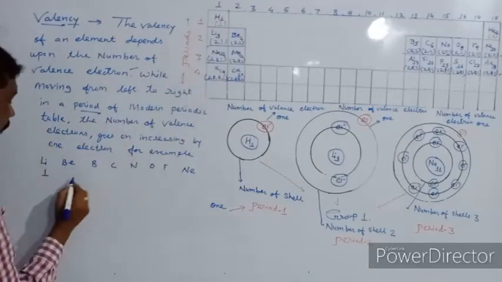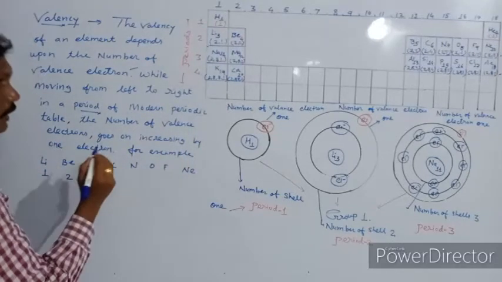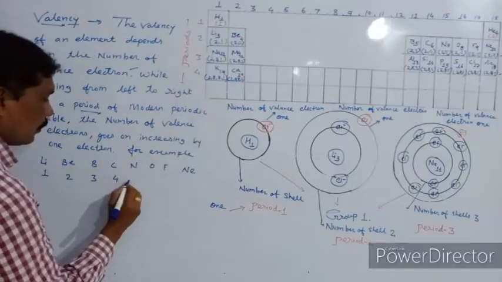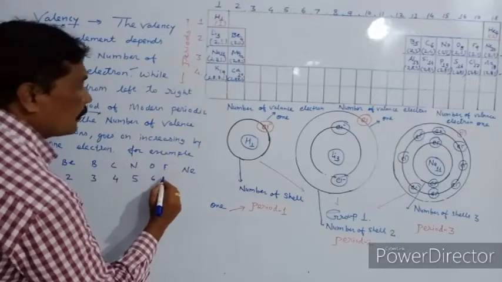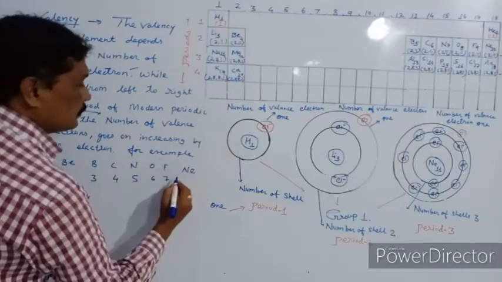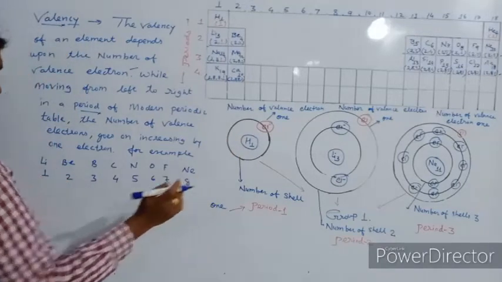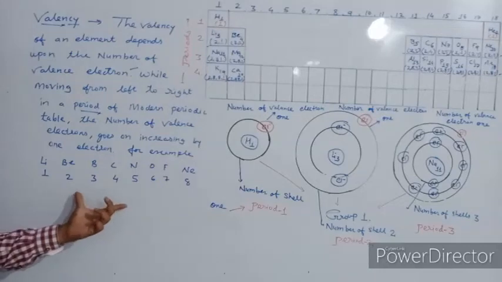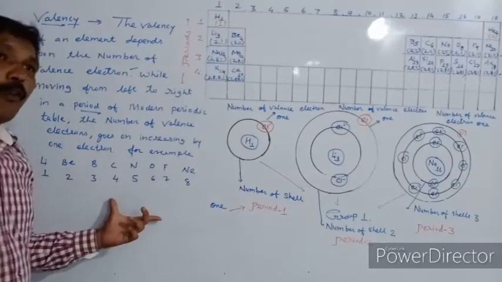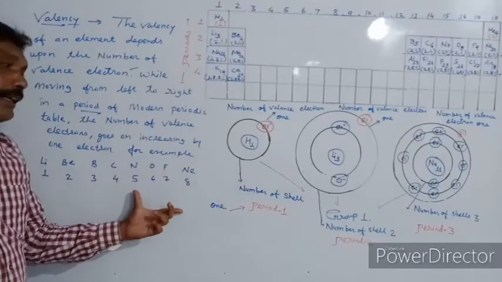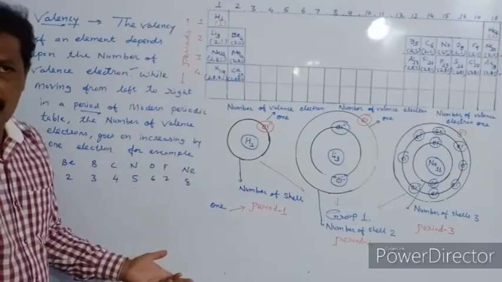1, 2, 3, 4, 5, 6, 7, 8. Here we can see that the number of valence electrons goes on increasing. If the number of valence electrons goes on increasing, then what can we say? The valency goes on changing.